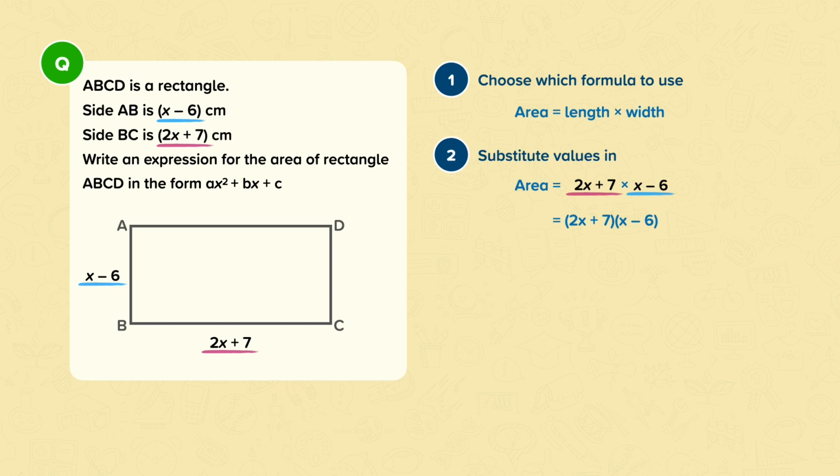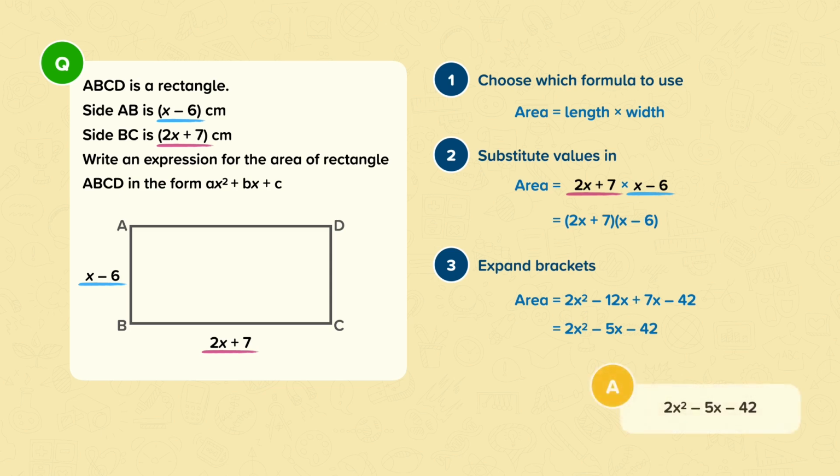So now it just becomes an expanding brackets question. Doing this, we get 2x squared minus 12x add 7x minus 42. Collecting like terms makes this 2x squared minus 5x minus 42. And this is the expression in the form we needed, ax squared plus bx plus c. Remembering that a, b or c could be negatives like we have here. The expression for the area that they asked for is 2x squared minus 5x minus 42.